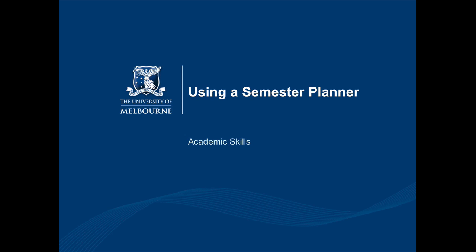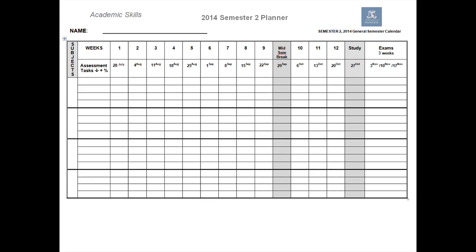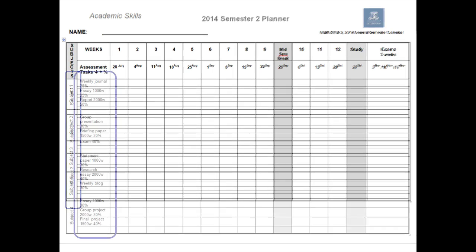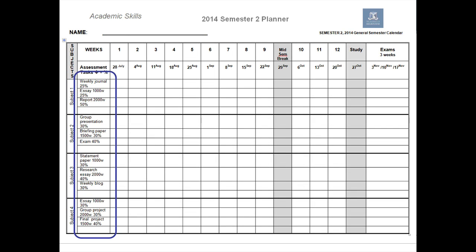Today we're introducing the Semester Planner and how you can use it to map out your deadlines and stay on track throughout the semester. First, enter your subjects into the far left-hand column. Then, add each of your assessment tasks, including the percentage they are worth. This will indicate how much time you'll need to allocate.